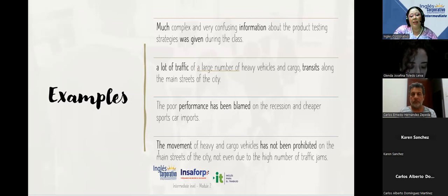The movement of heavy and cargo vehicles has not been prohibited in the main streets, on the main streets of the city, not even due to the high number of traffic jams.